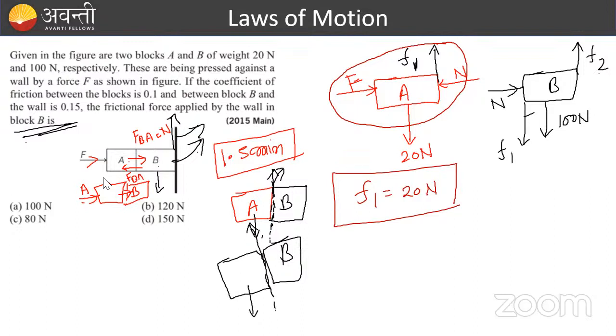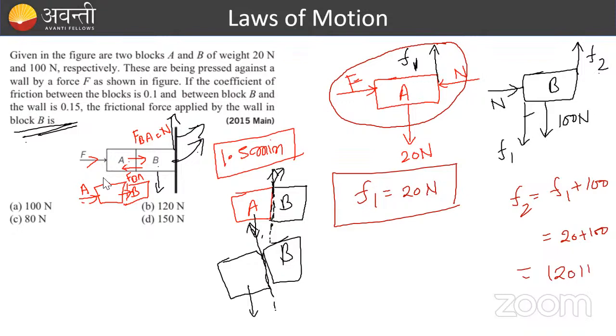Now come to B. If B is also at rest, then F2 should be equal to F1 plus 100. So F1 is how much? 20. This is 100. So the answer will be how much? 120 Newton. This much I explained so that you can understand how you draw it.